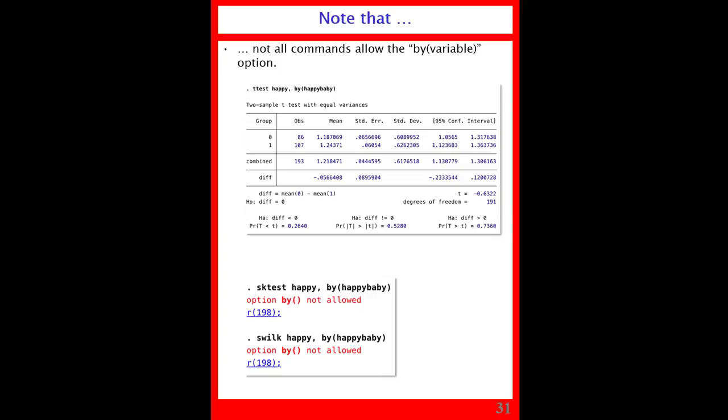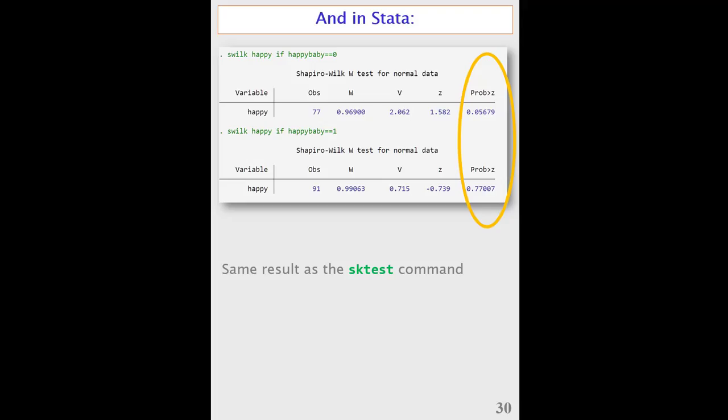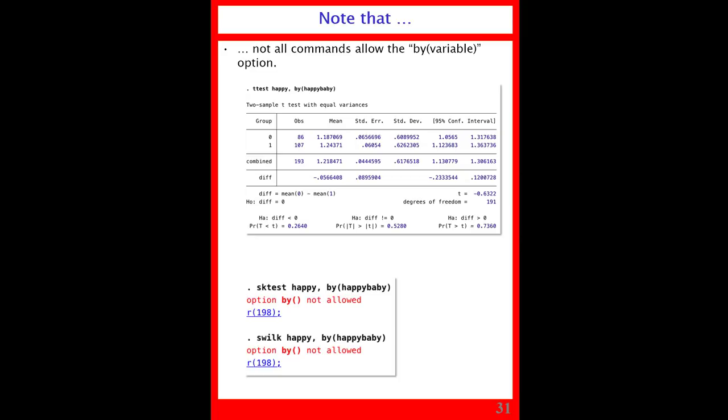One reminder in between: the ttest commands in a minute will have something like this: ttest happy, comma, by happy baby, and that'll work. And it would be nice to be able to do this also for these kind of commands. So swilk happy, if happy, you have to write that out completely. It would be nice if you could say something like swilk happy, comma, by happy baby. Would make sense, sort of, but it doesn't work. So if at some point you get that this is not what was actually working, you need to write the if statement behind it, and then it will.